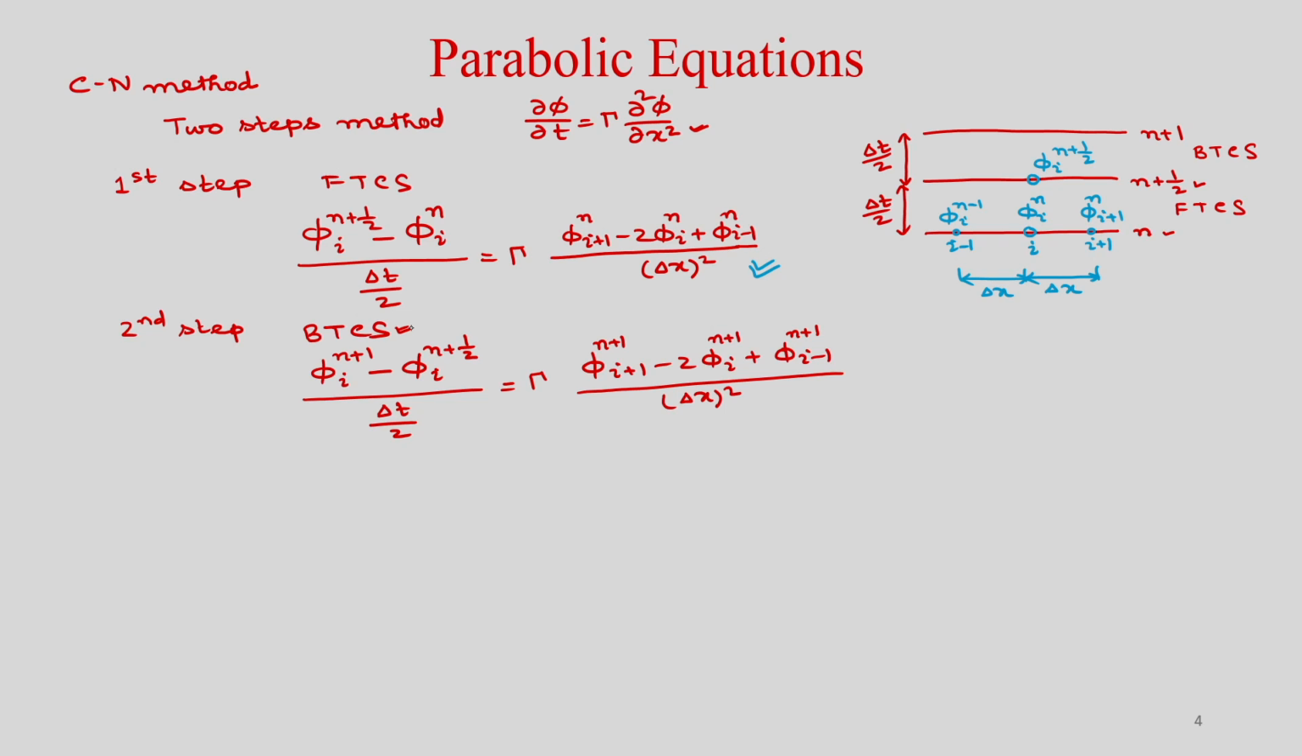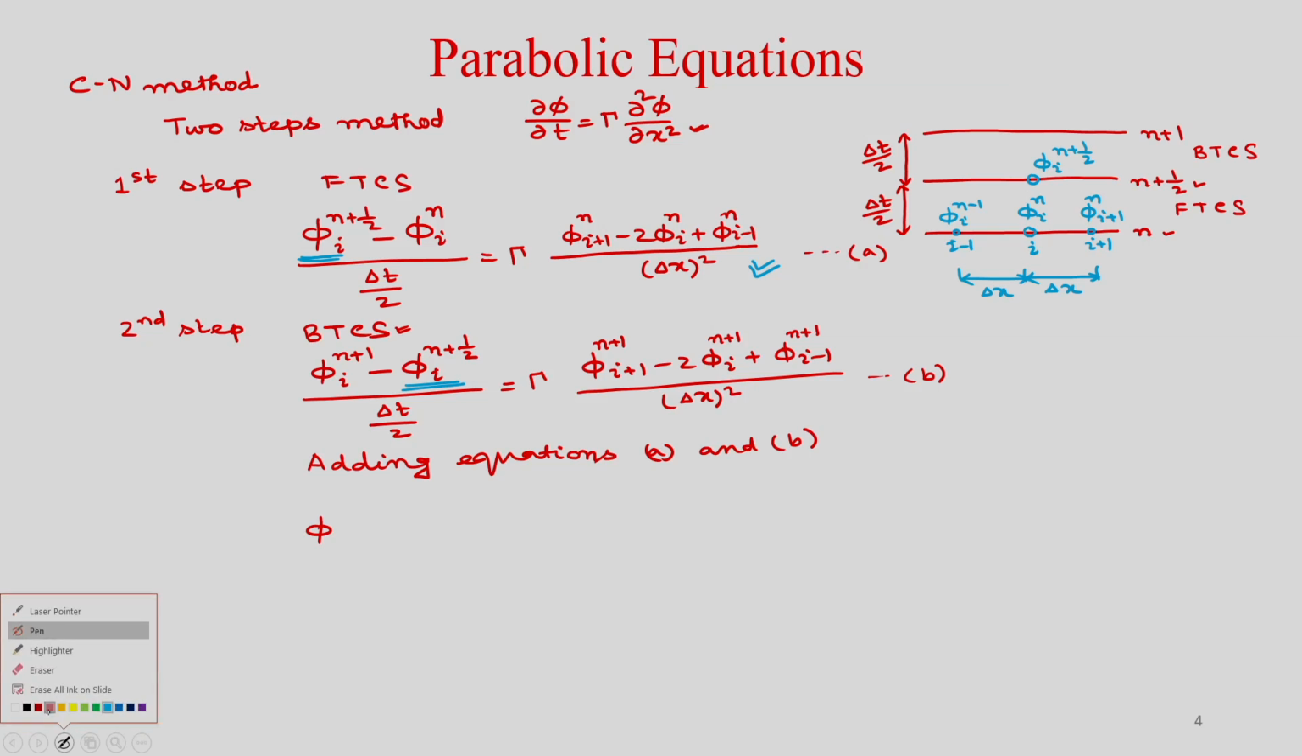Okay. So, now if you simply add these two equations. If you say that this is your equation A and this is equation B, then adding equation A and B, what will you get? You see, phi I n plus half will cancel out. So, this phi I n plus half and this phi I n plus half will get cancelled.